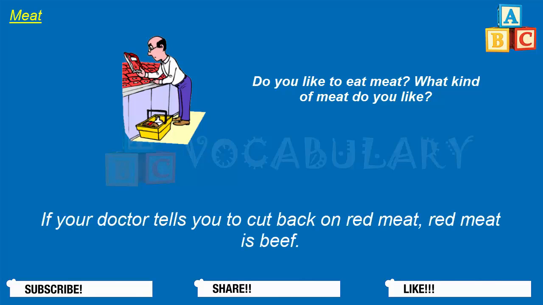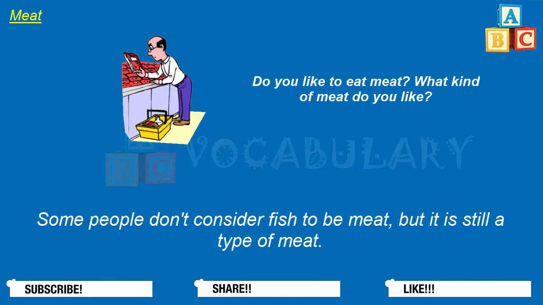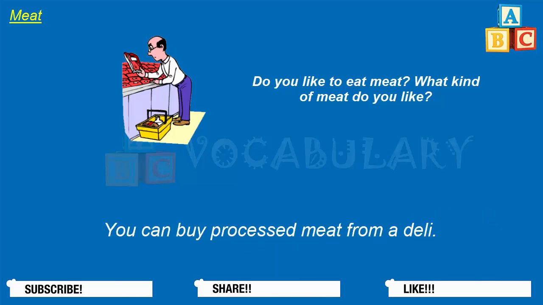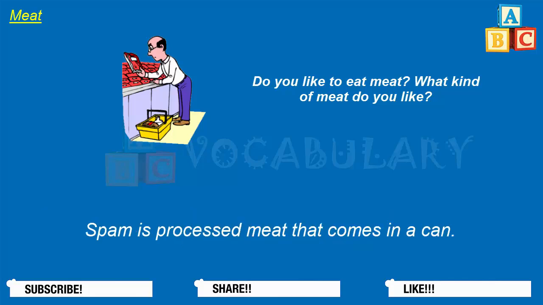If your doctor tells you to cut back on red meat, that is beef. The meat from a pig is called pork. The meat from a chicken is called chicken. Some people don't consider fish to be meat, but it is still a type of meat. You can buy processed meat from a deli. Ham, salami, and sliced turkey are popular forms of lunch meat for sandwiches. Spam is processed meat that comes in a can.